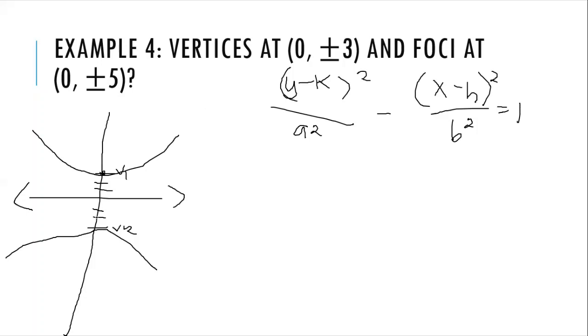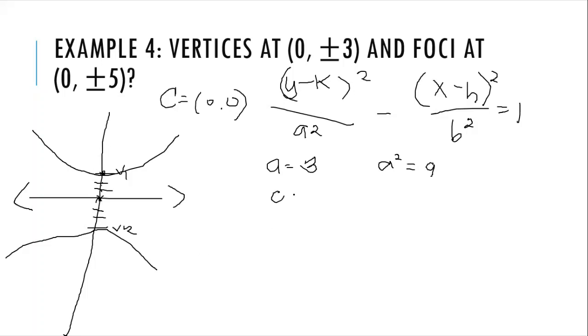So let's find the center first. From here, 1, 2, 3, 4, 5, 6. So from vertex 1, we counted 6 steps to reach vertex 2. Divide by 2 is 3. So our a squared is 9. So 3, 1, 2, 3, 1, 2, 3. Meaning our center is at the origin, which is 0, 0.